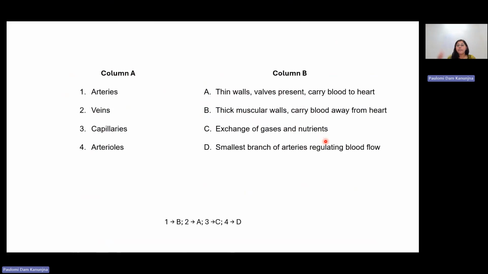Veins are the ones which have thin walls and they have valves present. So they carry, of course, the blood to the heart. Capillaries, as you will see in the respiratory system, are the fine walled blood vessels which are responsible for exchange of gases and nutrients. And the arterioles are the smallest branch of arteries that can regulate blood flow, because arteries, if you keep imagining these thick layered, if they keep going, they have to really spread out. So for spreading out, they have these small branches which are called the arterioles. Okay. All right, the next ones.